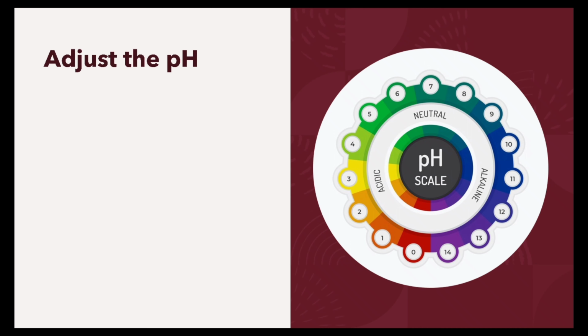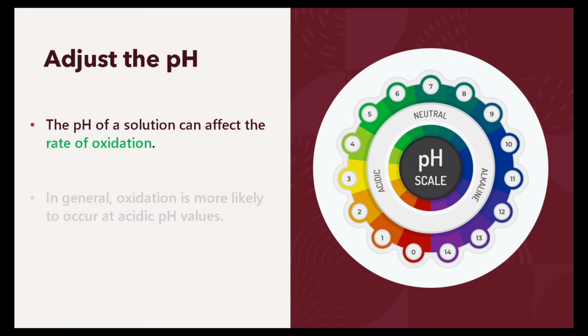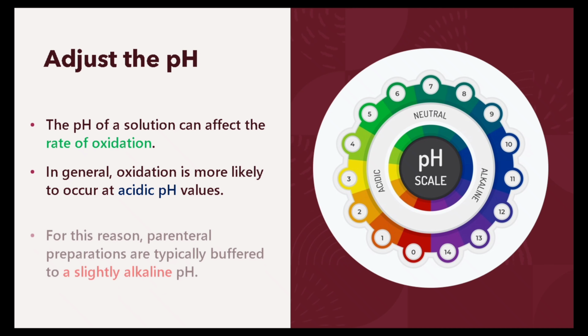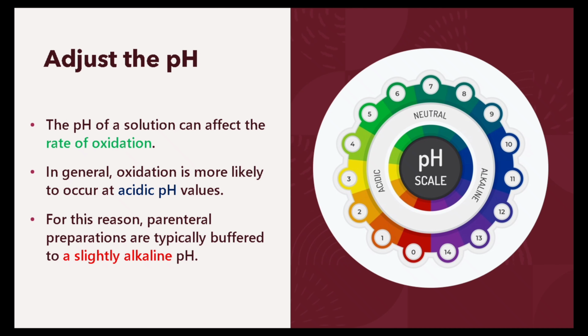Adjust the pH. The pH of a solution can affect the rate of oxidation. In general, oxidation is more likely to occur at acidic pH values. For this reason, parenteral preparations are typically buffered to a slightly alkaline pH. Let's proceed to the next slide in the sequence.